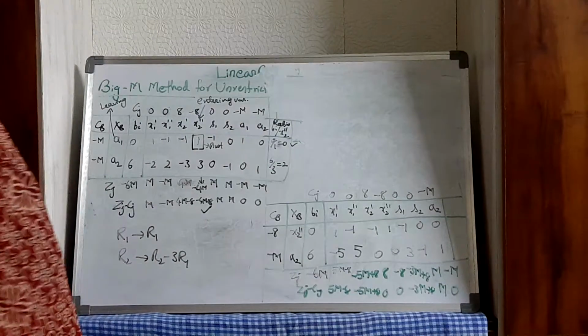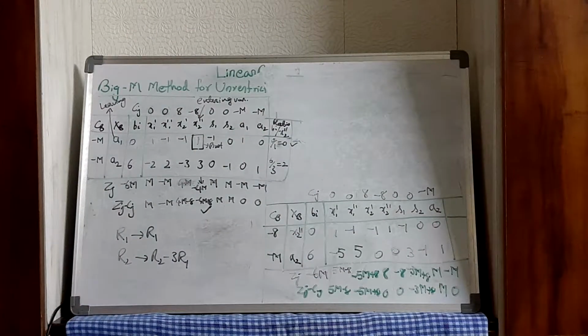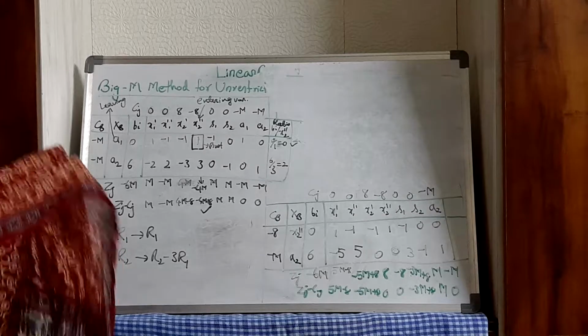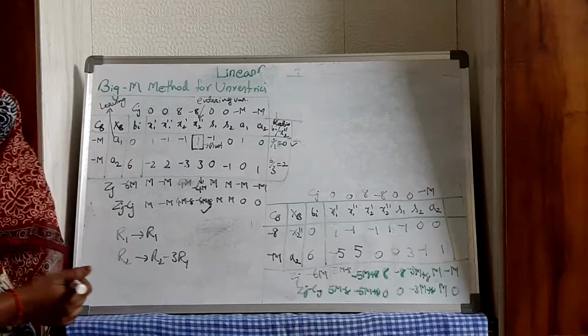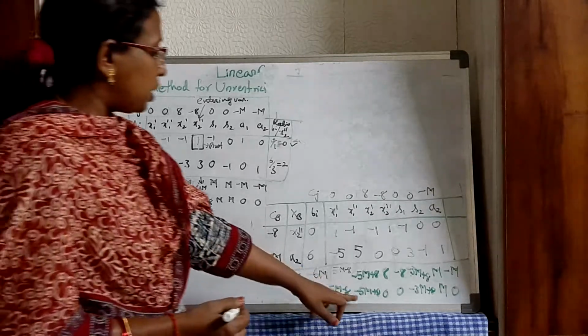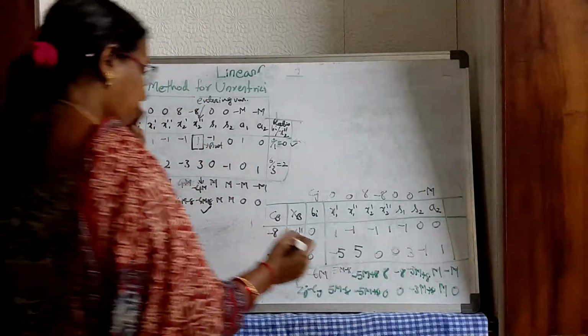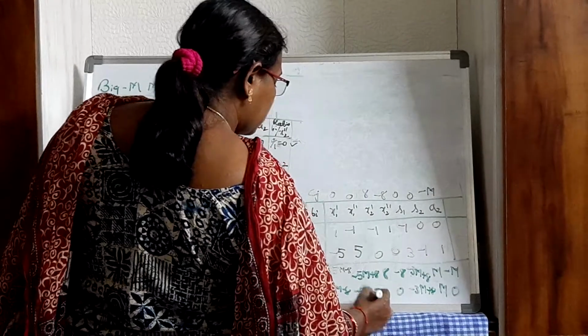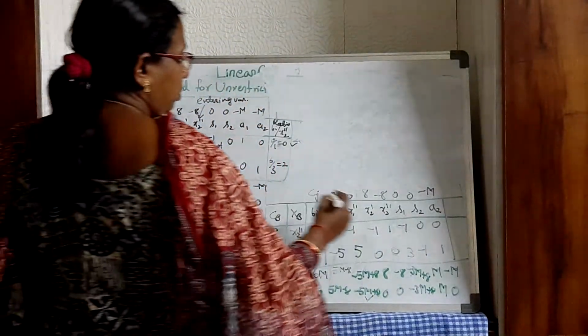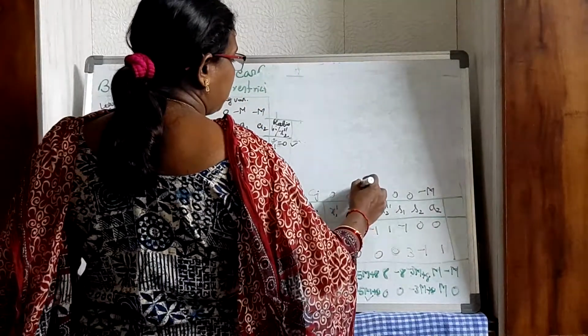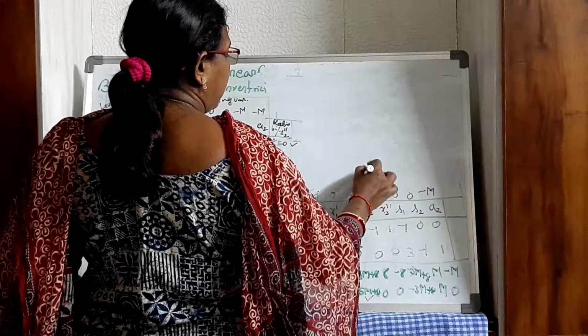So which is the most negative column here now? Whether we have to take minus 5m or minus 3m. So here minus 5m is the most negative. So I'll put a tick mark to this. Now this is corresponding to x1 double dash. So this is the entering variable.